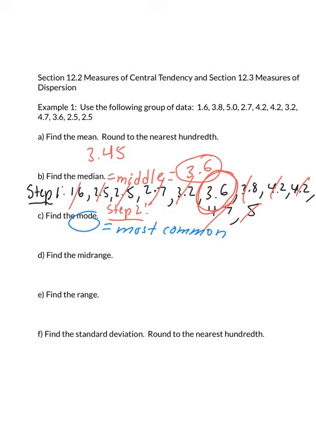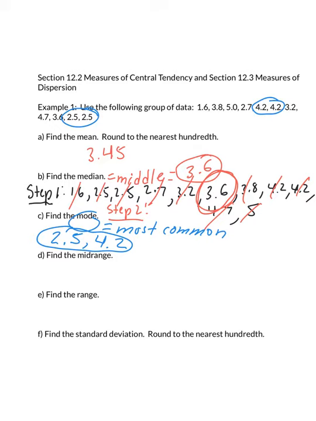In this case, I am seeing a tie. I'm seeing 2 4.2s and 2 2.5s. So this is what we call bimodal, meaning 2 modes, 2.5, comma, and 4.2. Both occur twice, so they're both the winners of the mode.